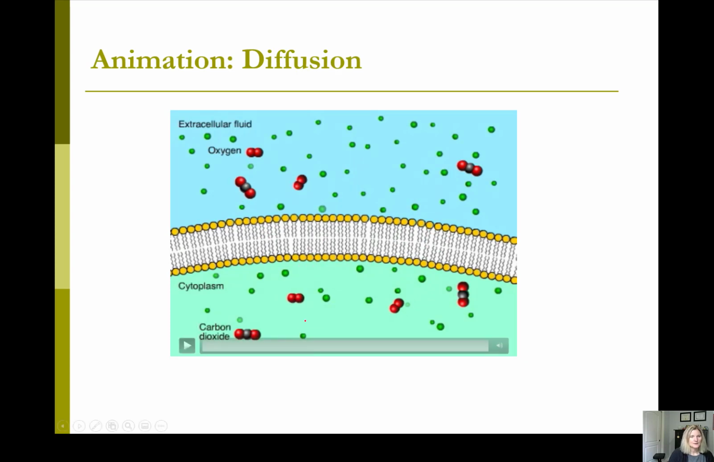Okay. So we can see how, in this case, these little green molecules tend to be equal on both inside and outside the cell. They're continuing to cross back and forth at an equal rate. And then you saw how the carbon dioxide was leaving the cell from more concentrated to less concentrated, and the oxygen was entering the cell, again, to reach that equilibrium.